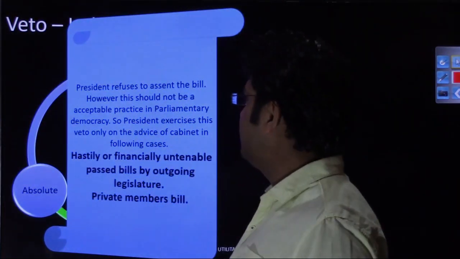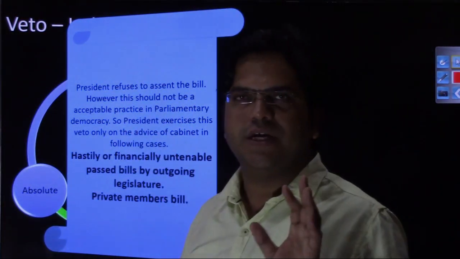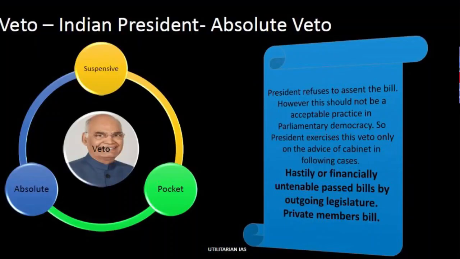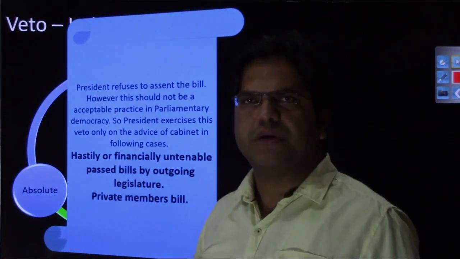The difference is that the absolute veto in the Indian case is exercised only on the cabinet's advice. So if the cabinet says that you need not pass this bill, only in that case will the president refuse to assent to the bill. Now the question arises: the same cabinet got that bill introduced and ensured that it should be passed, so why would the same cabinet suggest the president not to pass it? In what situation will the new cabinet suggest the president not to sign a bill that has been passed by the previous cabinet?